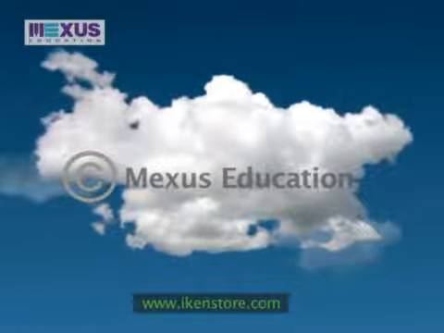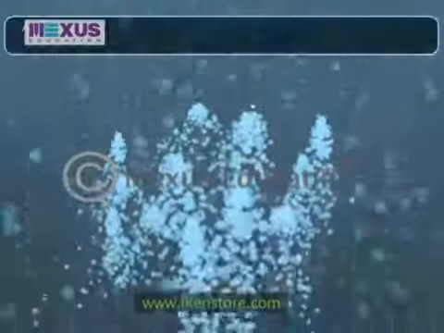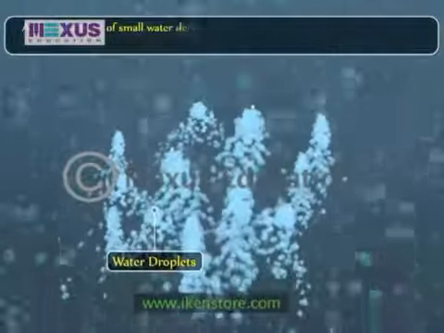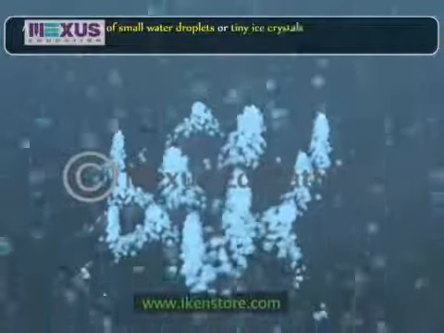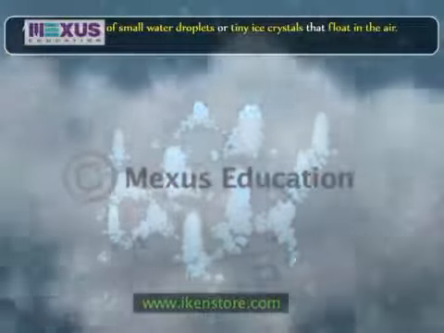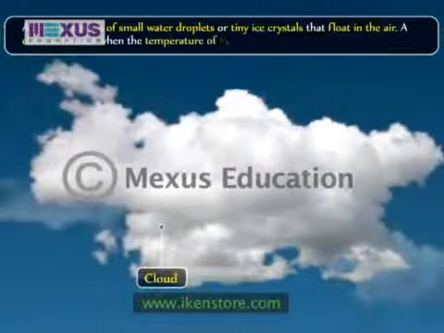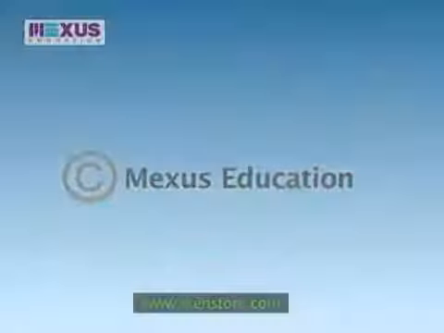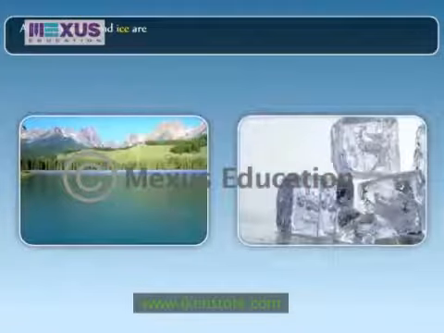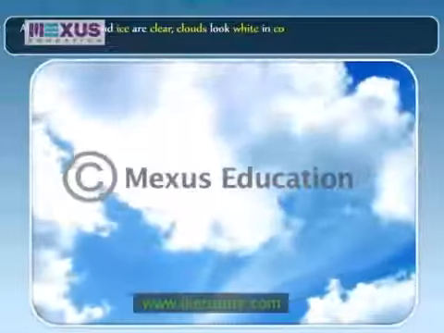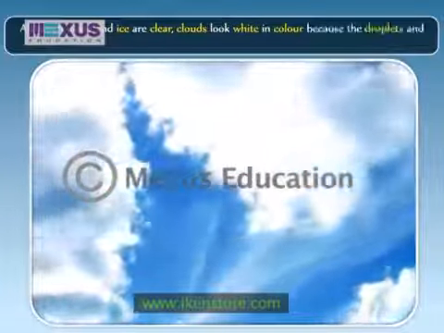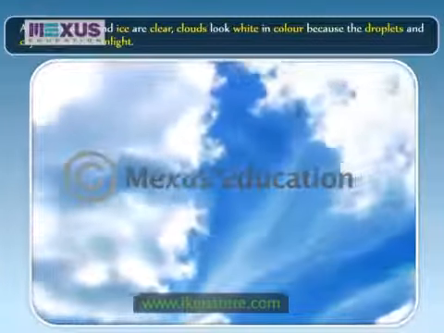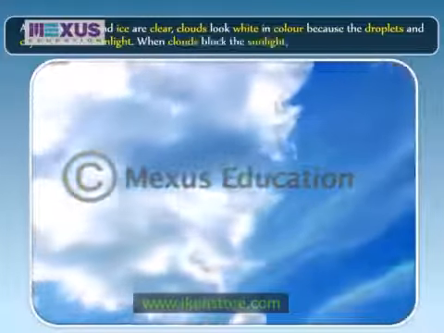The minute droplets may be seen in different forms. The first form that we know of is a cloud. A cloud is a mass of small water droplets or tiny ice crystals that float in the air. A cloud is formed when the temperature of air is below the dew point. Although water and ice are clear, clouds look white in color because the droplets and crystals scatter sunlight. When clouds block the sunlight, they appear gray.